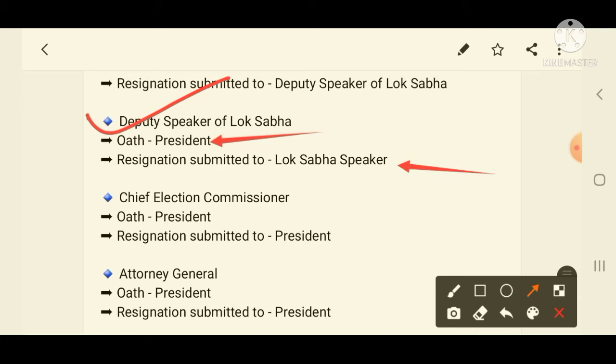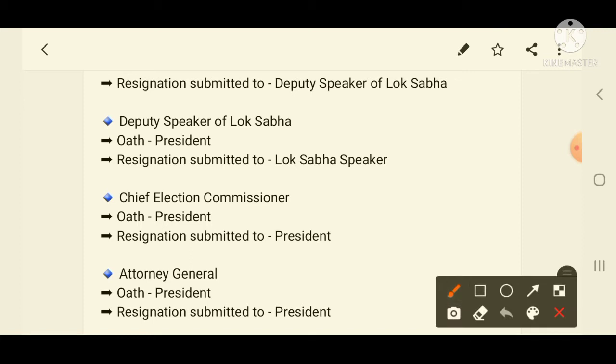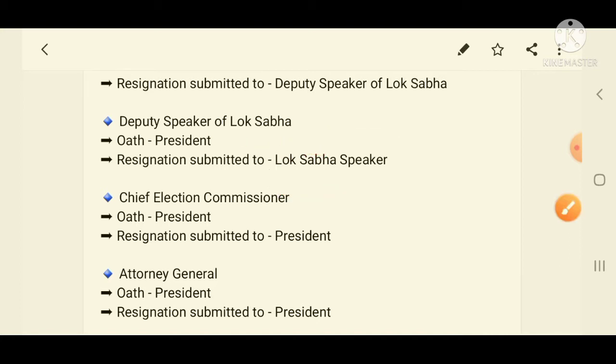If the Deputy Speaker resigns, he will submit his resignation to the Speaker, and if the Speaker resigns, for example the Lok Sabha Speaker, then he will submit his resignation to the Deputy Speaker of Lok Sabha. All of you got it about this Speaker and Deputy Speaker.